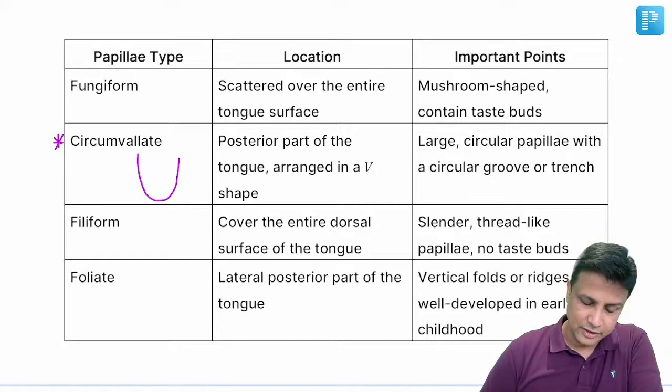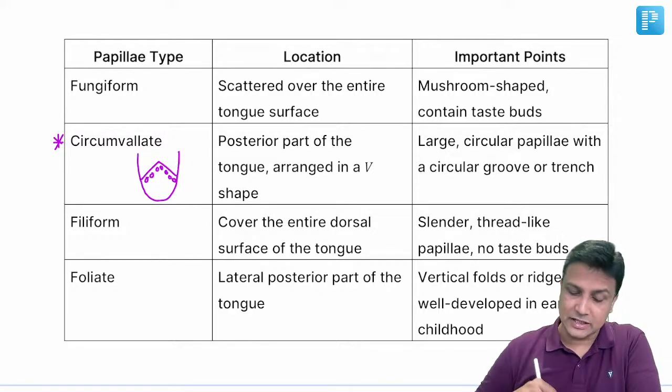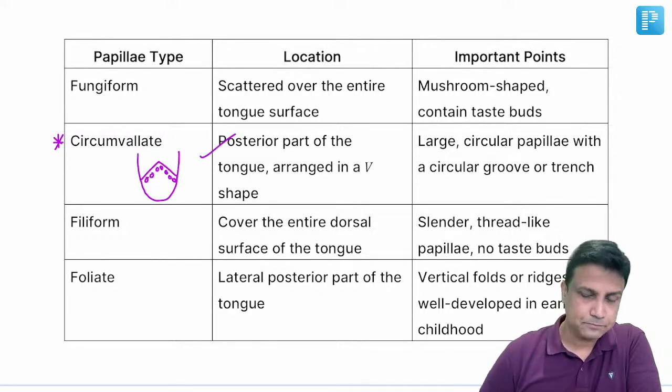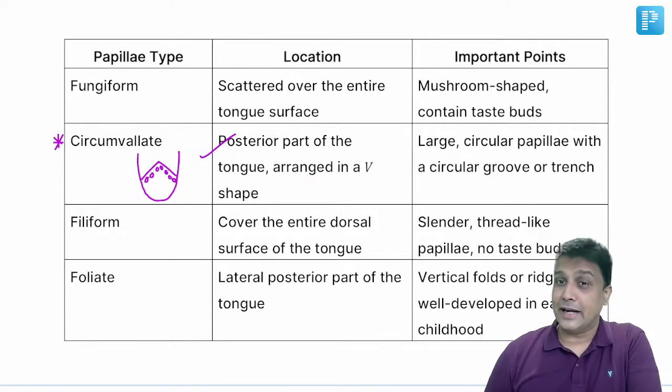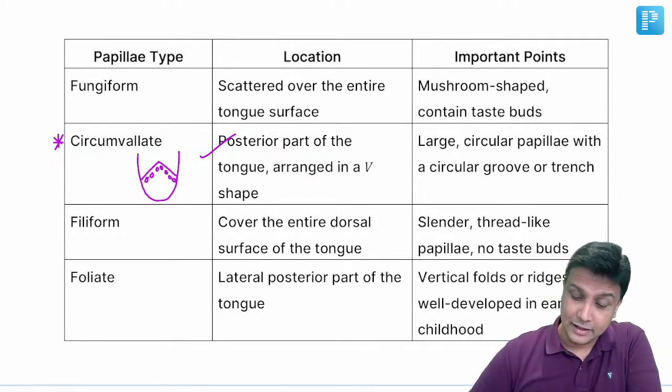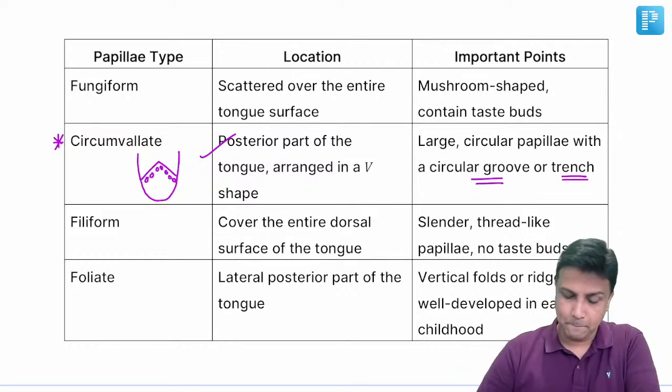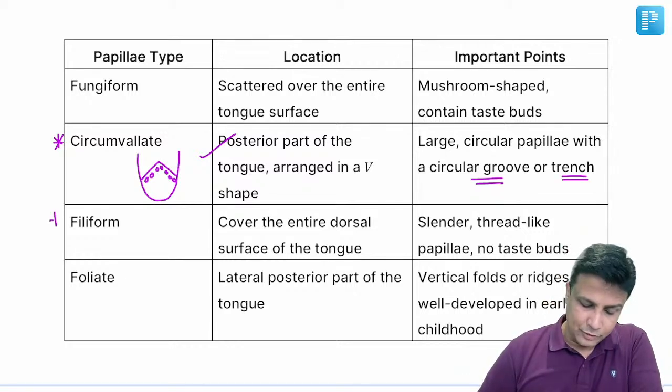Suppose this is your tongue, and the tongue is divided into anterior 2/3 and posterior 1/3. Circumvallate papillae are located here, arranged in a V-shaped manner. So the posterior part of the anterior 2/3 of the tongue, arranged in a V-shaped manner, that is your circumvallate papillae. They are the ones which have a circular groove or trench. That is something important.